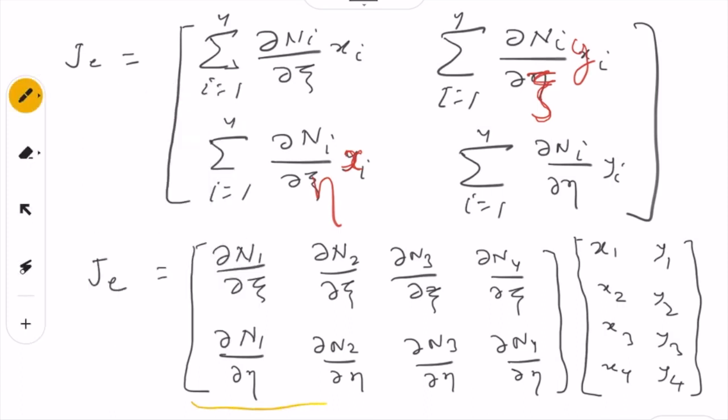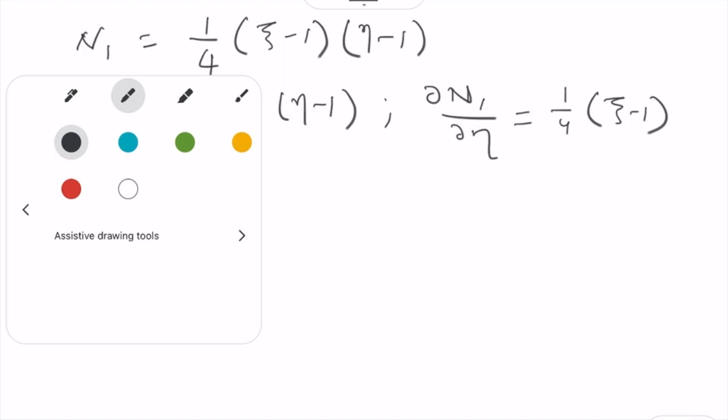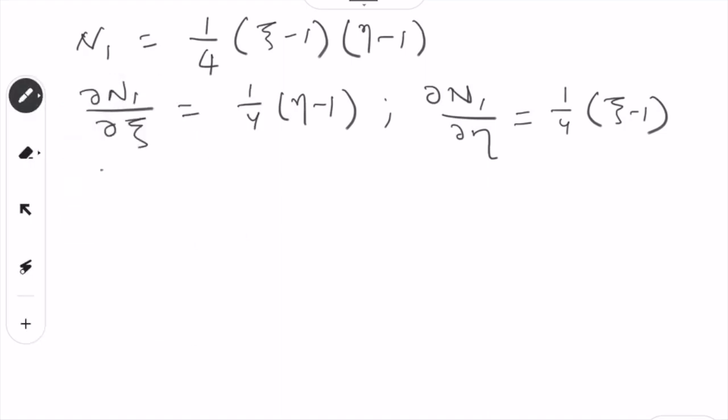So basically this one, if you compare with the expression that we derived earlier in the last video lecture, you will recognize that this is nothing but B xi eta only. And let's call this one as a D matrix. So we call it D matrix. So basically we can write J E, and we can write J E also.